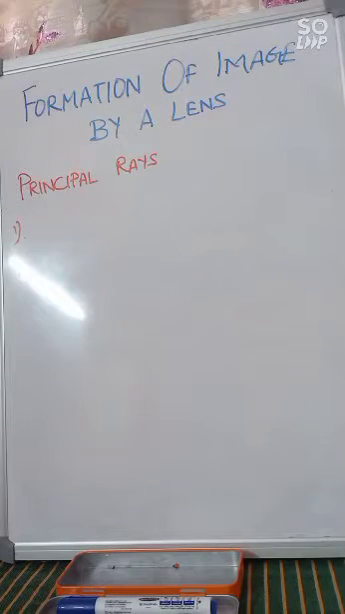Hello children, in continuation with the previous video, we are going to learn the ray diagrams in case of curved surfaces, that is concave and convex lens. But first of all, we need to learn a few principles, or you can say a few conventions that we use to make the ray diagrams. We actually call them principal rays. Three rays we talk about, and these three rays are used to make the ray diagrams.